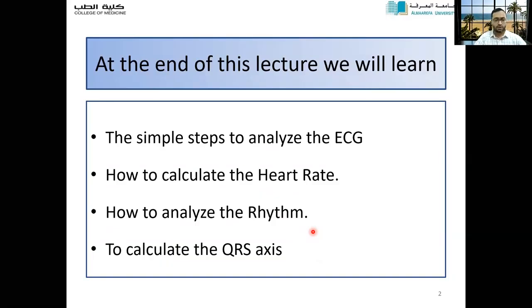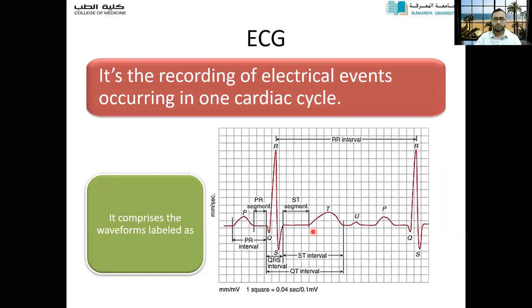When we are talking about the electrocardiogram, this is the recording of electrical activity or electrical events during one cardiac cycle. It comprises some waves, segments and intervals, like the P wave as shown in the figure here, the Q, R and S waves, which are commonly read together as the QRS complex, and the T wave and the U wave. Sometimes the U wave appears, not always.